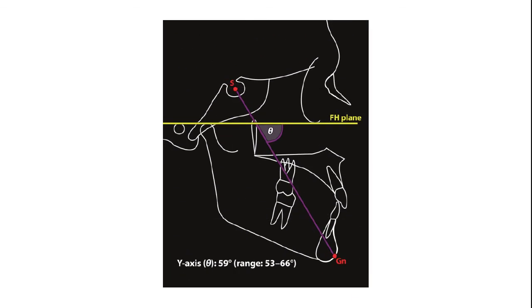Y-axis. Downs described the Y-axis or Y-growth axis as the anterior angle formed by the intersection of the Sella-Gnathion line with the Frankfurt horizontal plane. It describes the position of the chin in relation to the upper face. The norm is 59.4 degrees, with a range of 53 to 66 degrees.